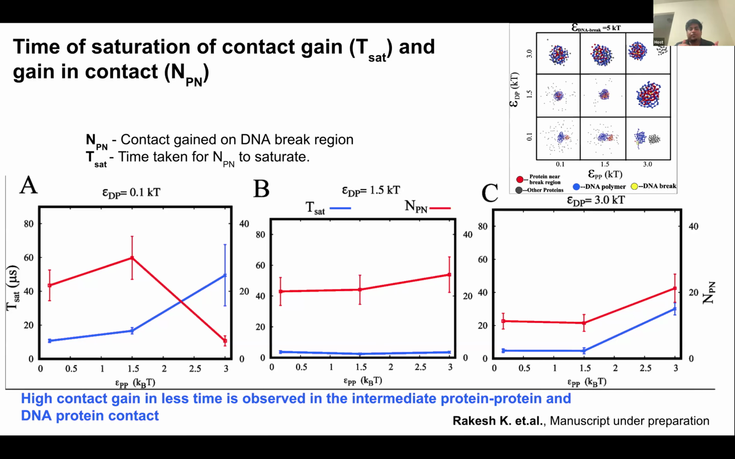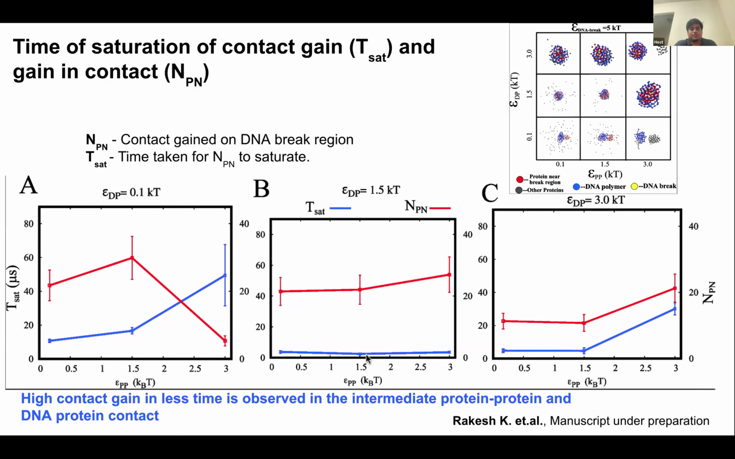In epsilon DP of 1.5 kT, it is a liquid-like state where the proteins are weakly interacting, so they move easily along the DNA, and also along the protein cluster. That's why there is a high gain in contact on the break region, and TSAT is very low.